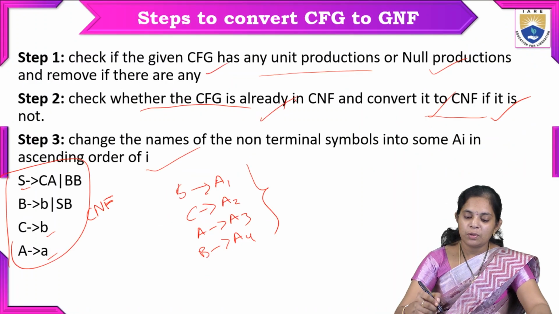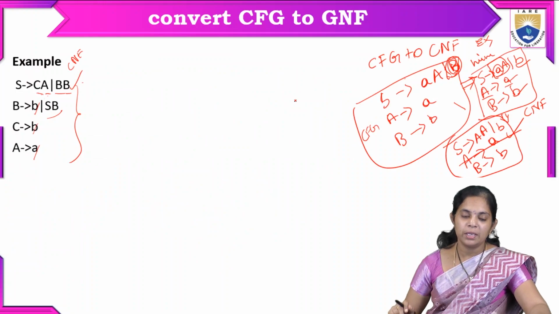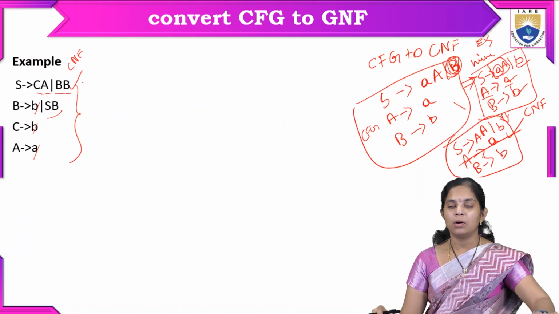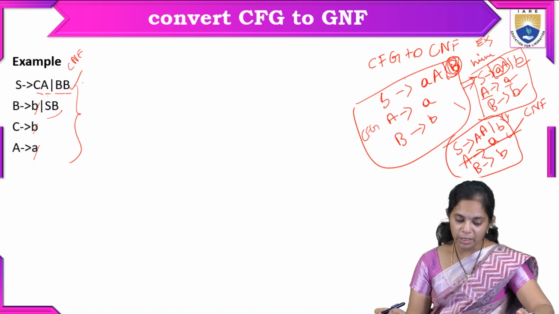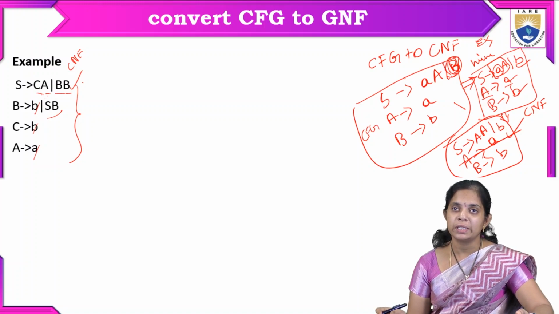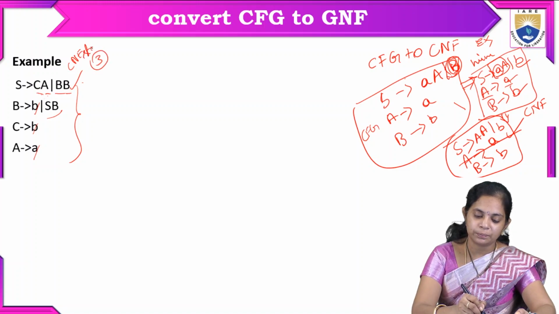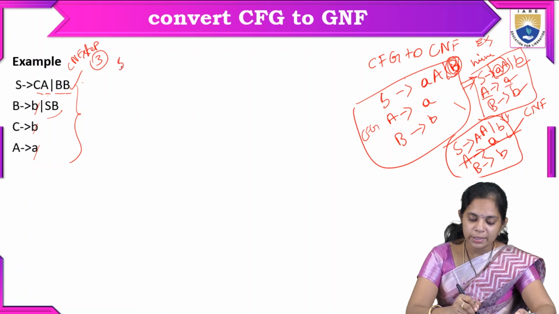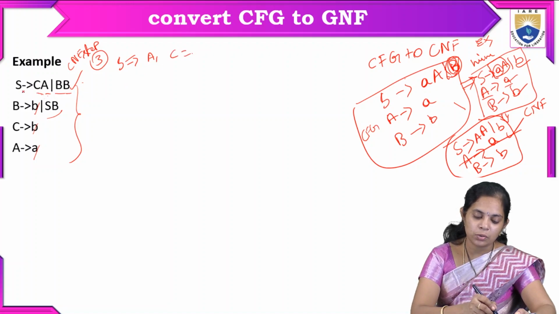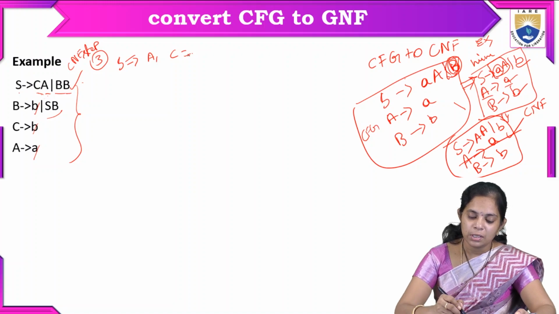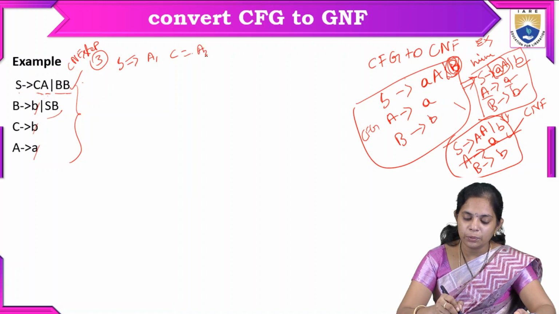So the first two steps are finished, and the third step is we need to change the values of the non-terminals in ascending order. How will we see? Third step onwards, step 3. So here S is equal to A1, and C is equal to A2, in ascending order, first, second, third, like that. So C is equal to A2, and A is equal to A3, and B is equal to A4.